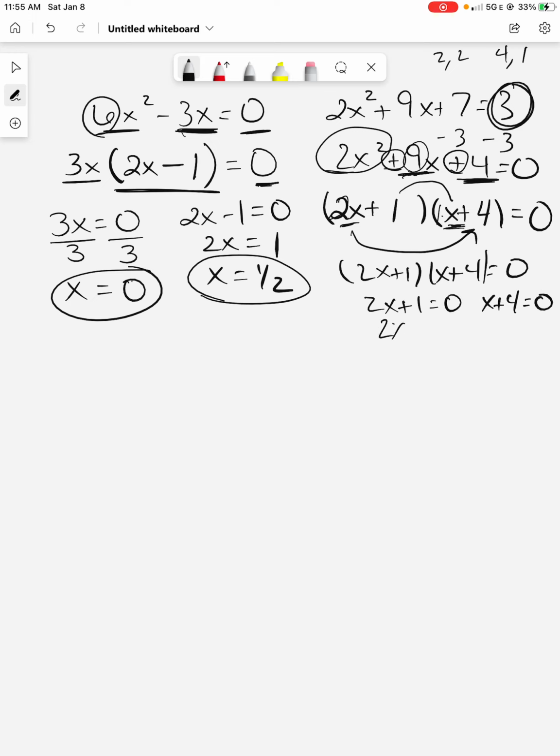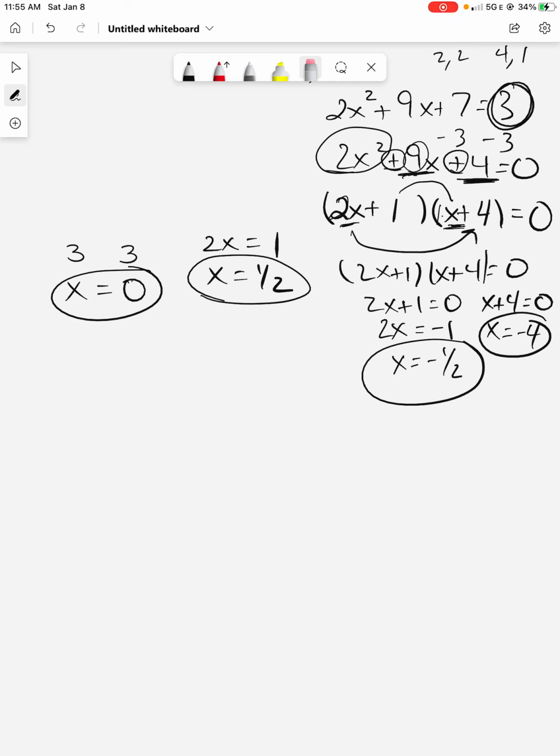I'll subtract 1 from both sides and get negative 1, then divide both sides by 2 and I get negative 1/2. For the second equation, I'm just going to subtract 4 from both sides and get x equals negative 4. That 2 shouldn't be there. When I divide by 2, this becomes just x. So those are my 2 answers to this equation. That is solving by factoring.